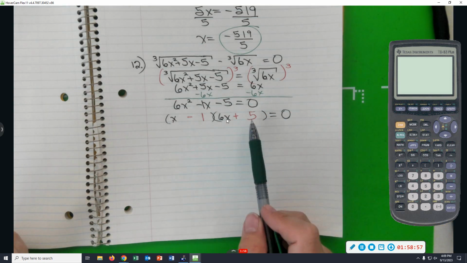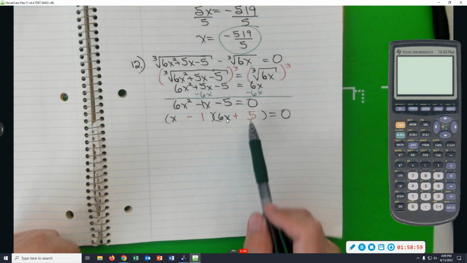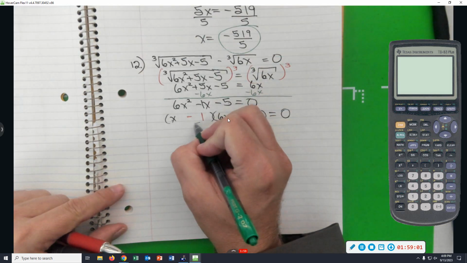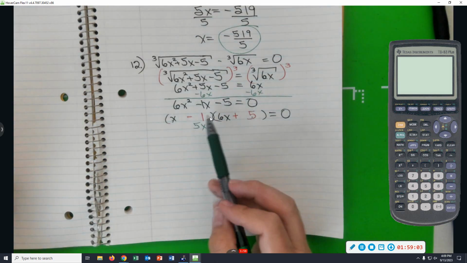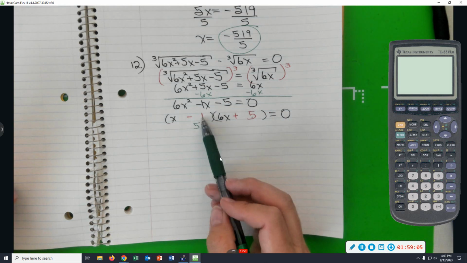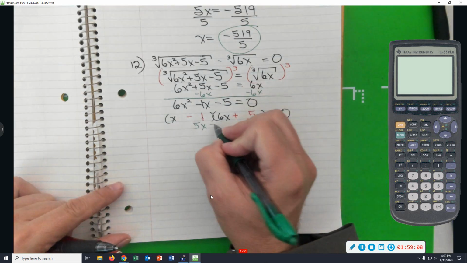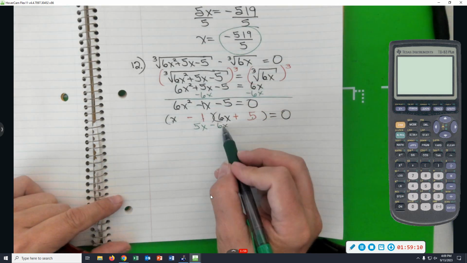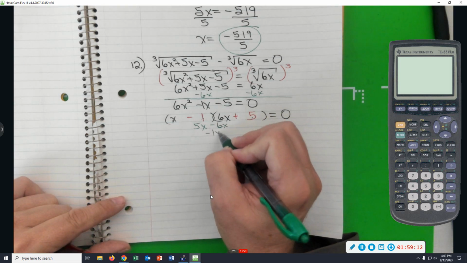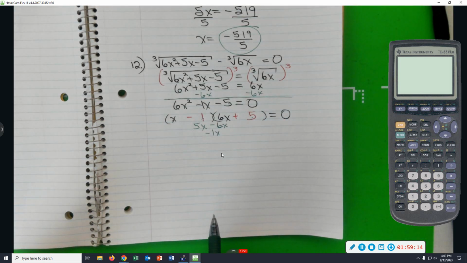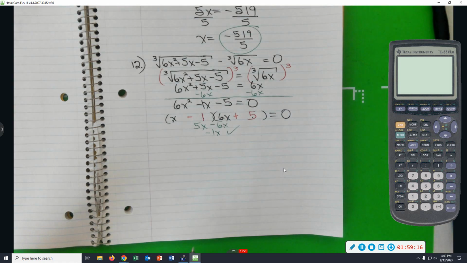What's the outer product? 5x. X times 5 is 5x. What's the inner product? Negative 6x. Negative 1 times 6 is a negative 6x. 5x minus 6x is a negative 1x. Is that what we needed? Yes, it is.